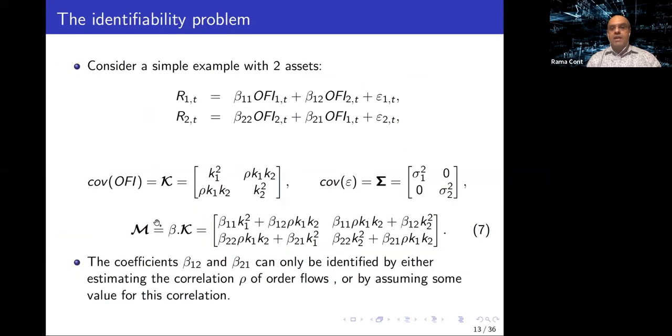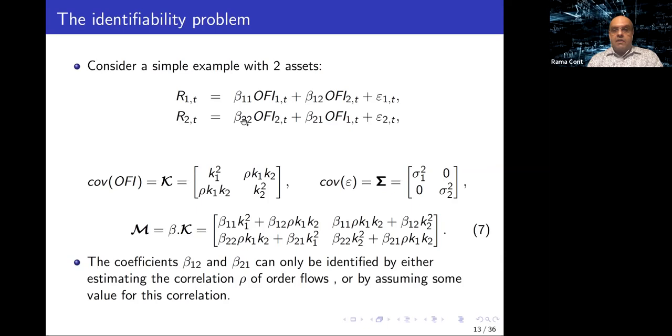Now I'm going to show you an example where you can see why this is the case. So let's look at a case with two assets. We have two assets, each one has an order flow imbalance, and I allow for cross impact. So here the cross impact coefficients are beta 1,2 and beta 2,1. Each order flow imbalance is allowed to influence the return of the other stock.